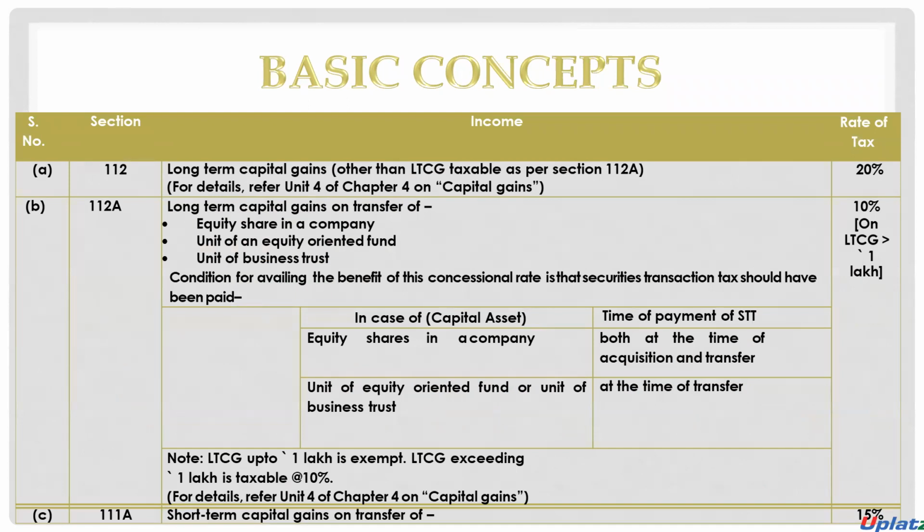Section 112. Long-term capital gain, other than long-term capital gain which is taxable under section 112A. It will cover long-term capital gain, but it will not cover the long-term capital gain which is taxable under section 112A. We will discuss it in another chapter, chapter 4, capital gain. The capital gain other than section 112A will be taxable at the rate of 20%, as per section 112.